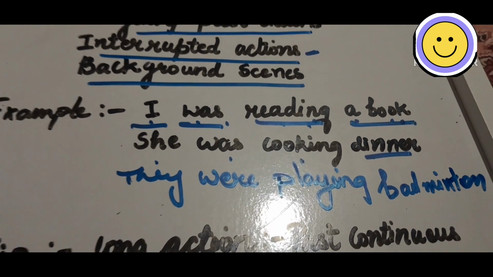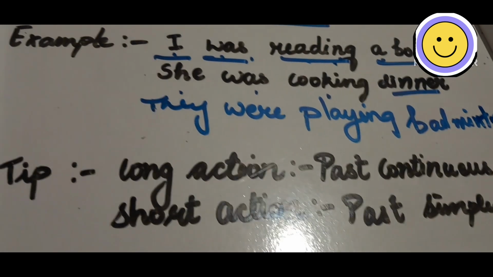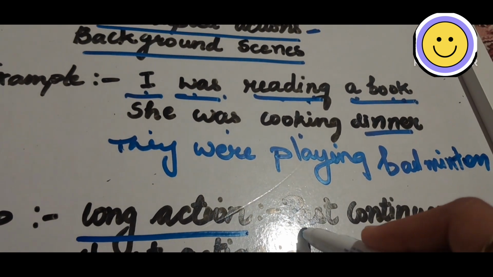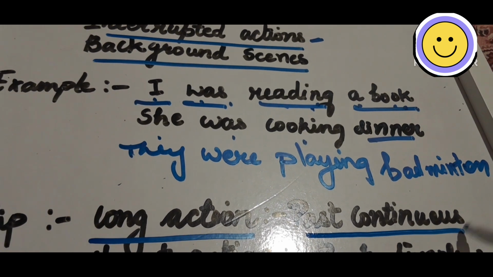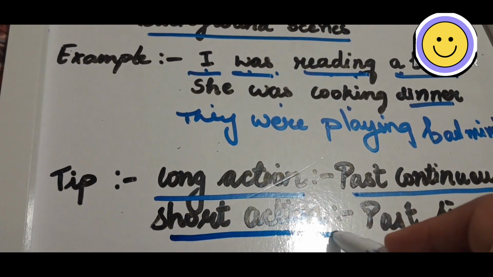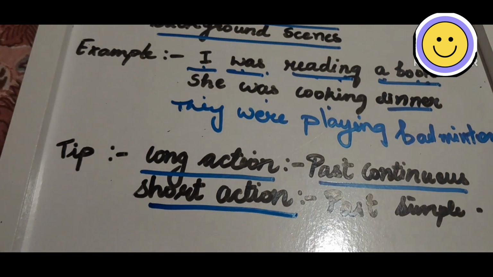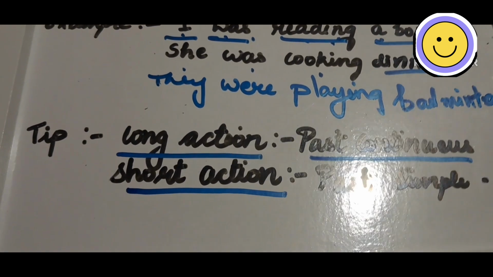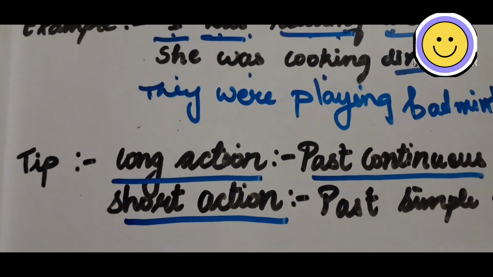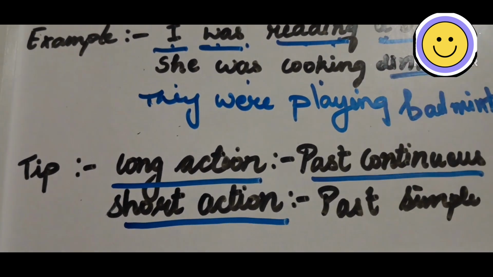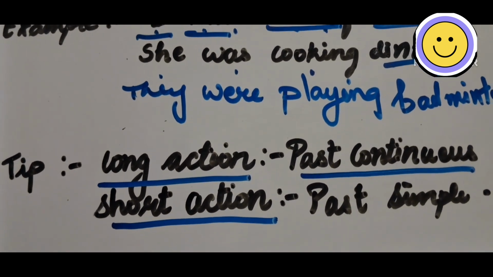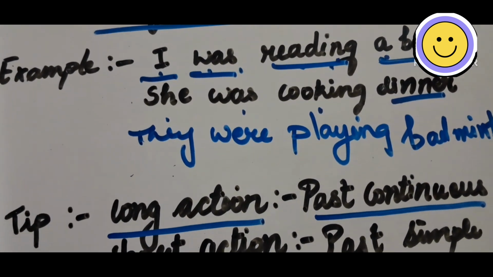Got it? So, the tip for today is whenever we have to talk about long actions, we'll use past continuous, like add ing, and when we have to talk about short actions, we will use past simple tense. Then we will not add continuous, we will use the past simple tense that we did yesterday. Please watch my video for past simple tense if you are not sure about it. I have already posted that.